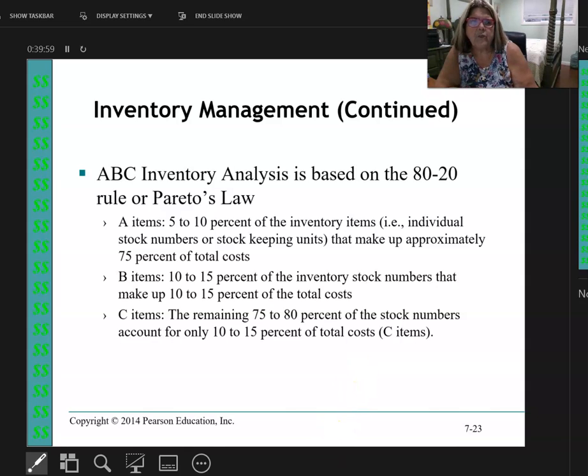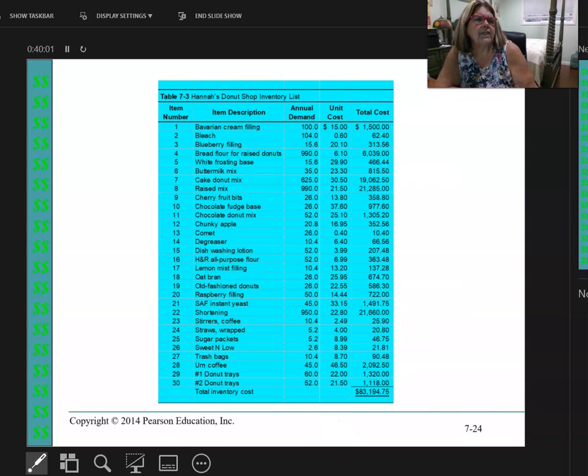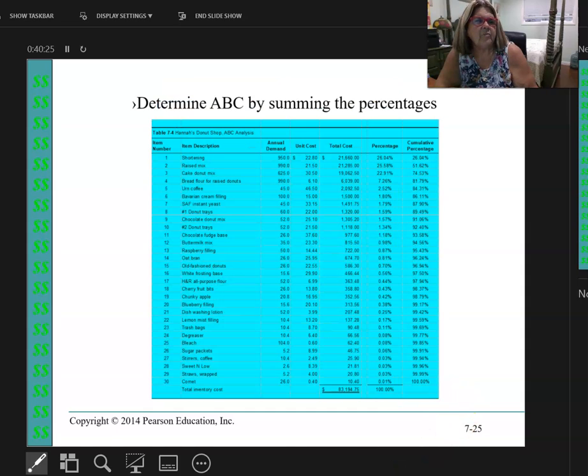Let me show you an inventory spreadsheet on the next page. Here are different item numbers. Here's the item product. Obviously this is for a donut shop. Here's my annual demand, my unit cost. So my total inventory cost annually is $83,194. So if I take this list and use ABC, here's what it looks like.